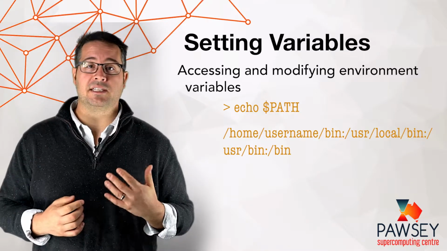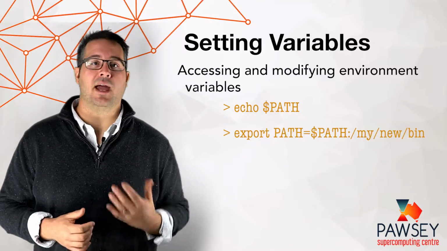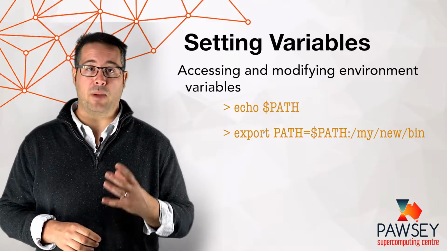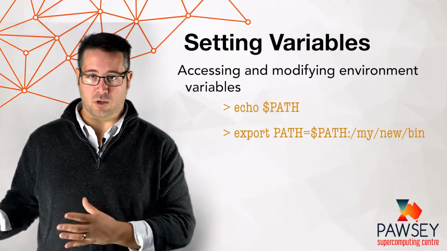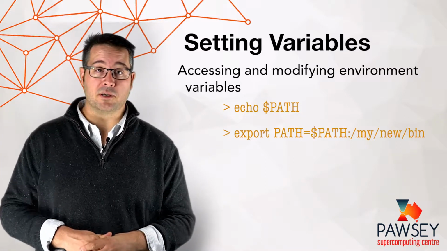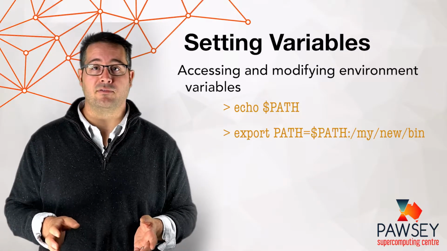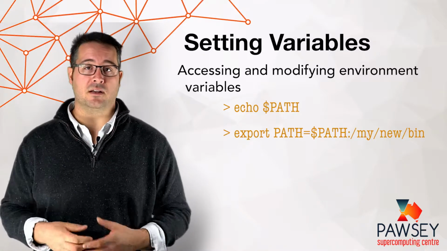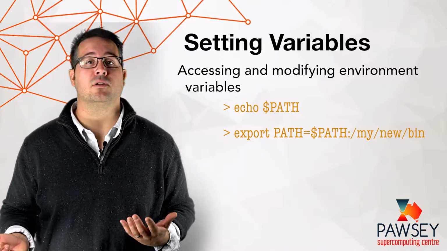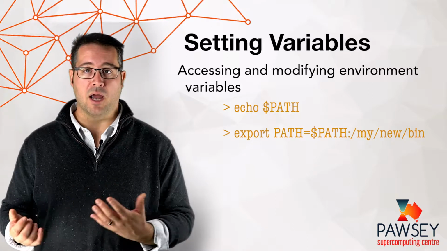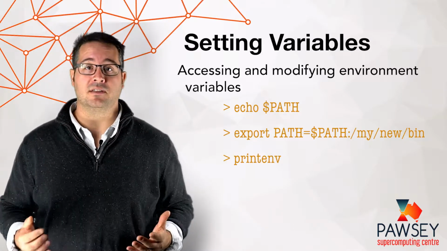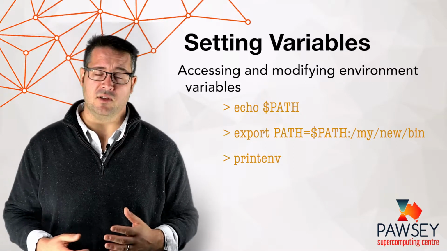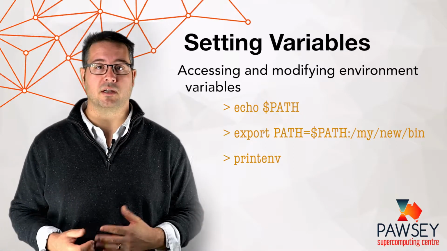Then if we want to actually set an environment variable, you have to use the export command. So we're going to export our PATH variable, so we're going to set our PATH variable to something, and that something is what comes after the equal sign. Now what I'm doing here is I'm going to take my existing PATH variable, and then I'm going to append some new directory location after that. And so that's this my new bin location. And then the last command simply prints out everything that's in our current environment. So this is handy if you need to, say, search for a particular environment variable.